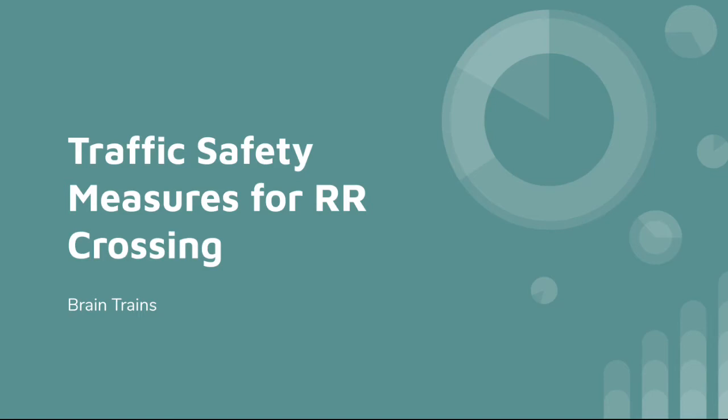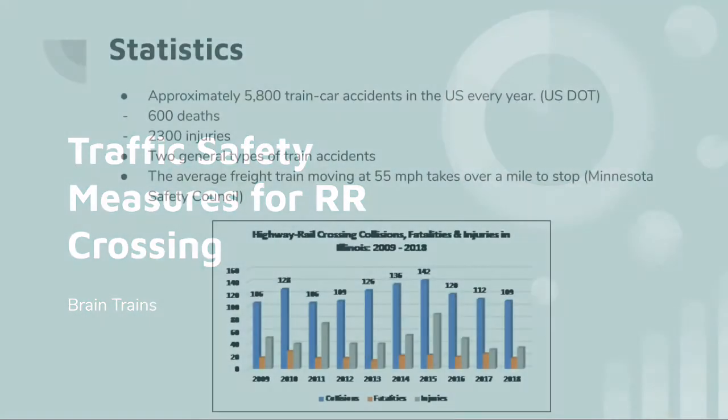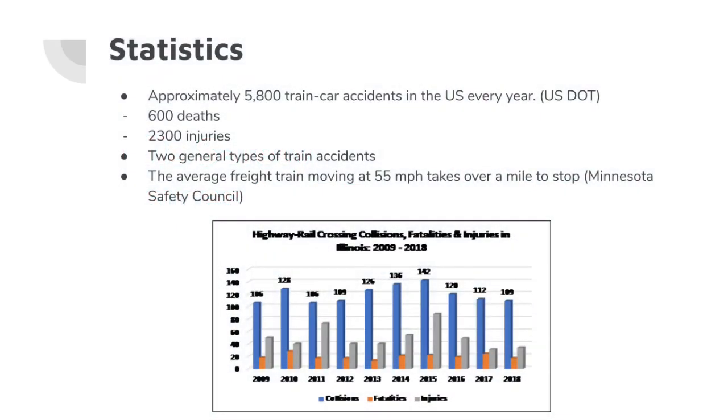Hi, we are the Brain Trains, and we did our project over traffic safety measures for railroad crossings and how railroads affect nearby intersections. So here are some statistics regarding train-car accidents in the U.S. There are approximately 5,800 every single year according to the U.S. DOT, and in those 5,800 there are 600 deaths and over 2,300 injuries.